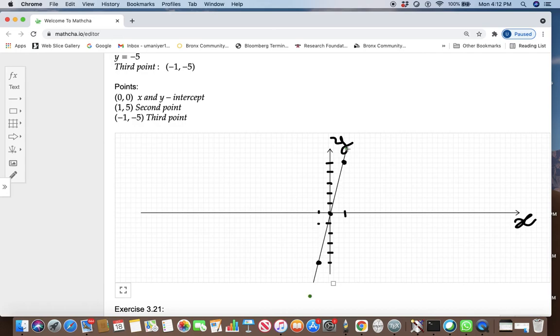All right, so that's your line. Let's plot and name the points. 0, 0 is both your x and y intercept. 1, 5 is your second point. And negative 1, negative 5 is your third point. Okay, and the equation of the line is y equals 5x.